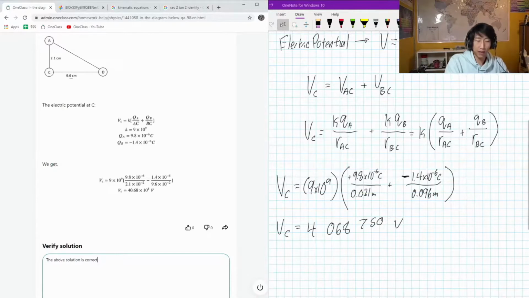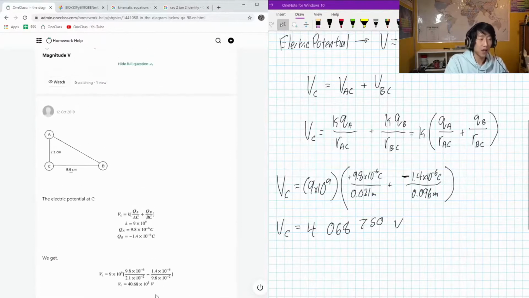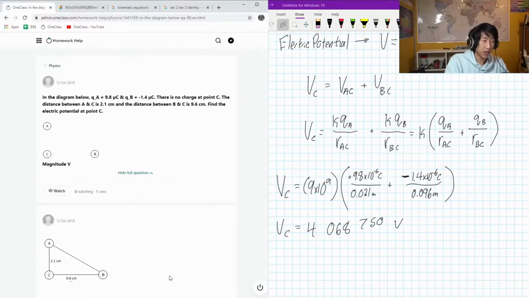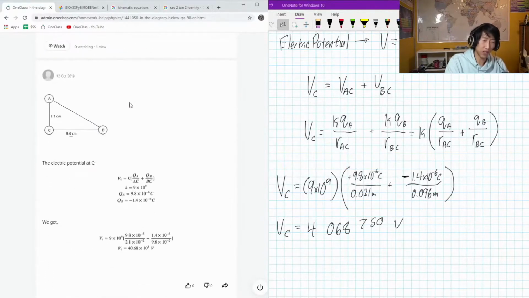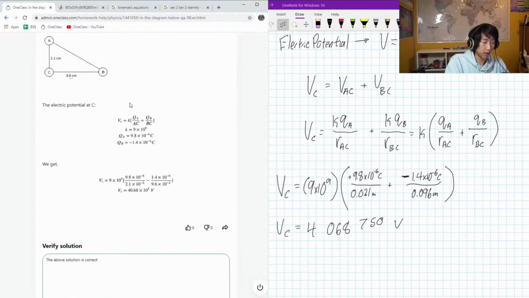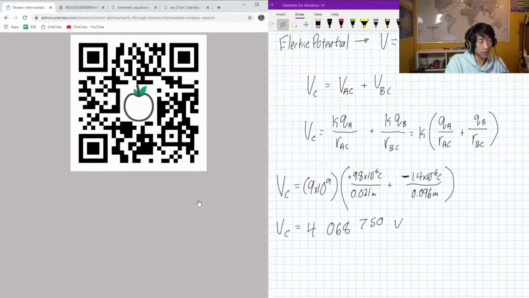That seems pretty high. Your wall outlet is only 120 volts. So that is quite the electric potential here, but microcoulombs is a decent amount of charge, and centimeters away is very, very close. So it does seem and feel like a reasonable answer. So yeah, cool. So nice.